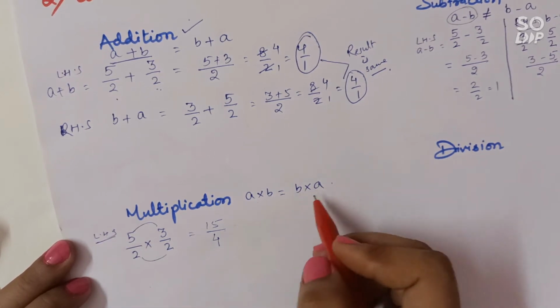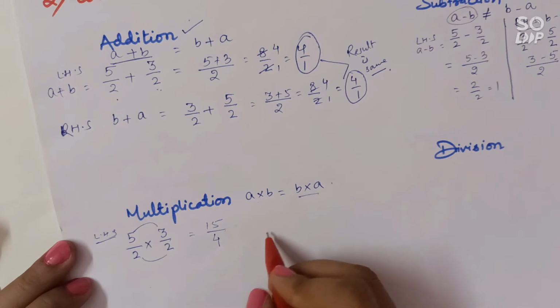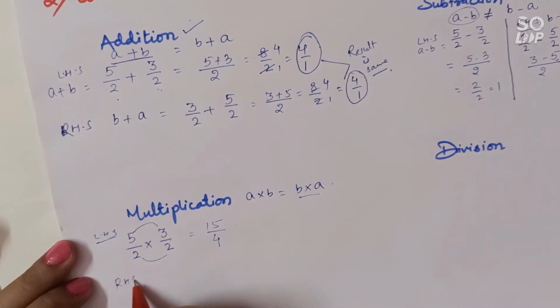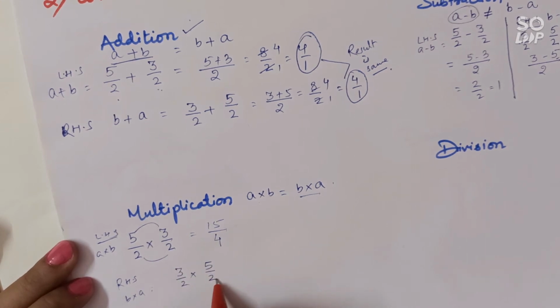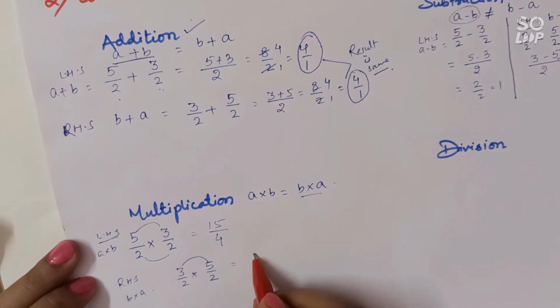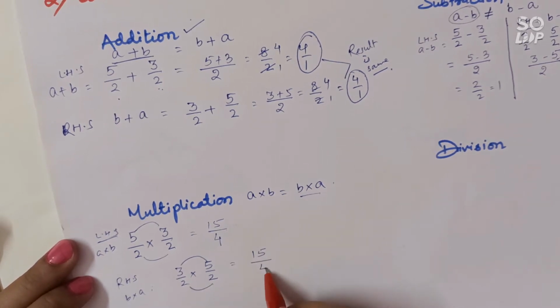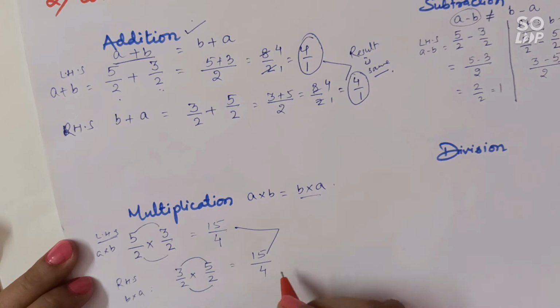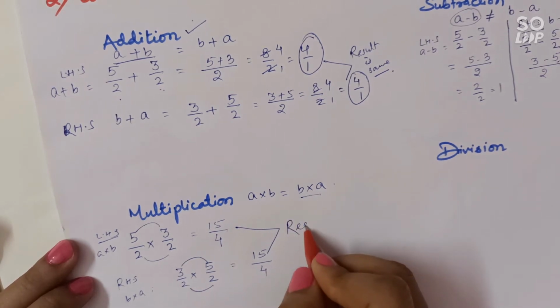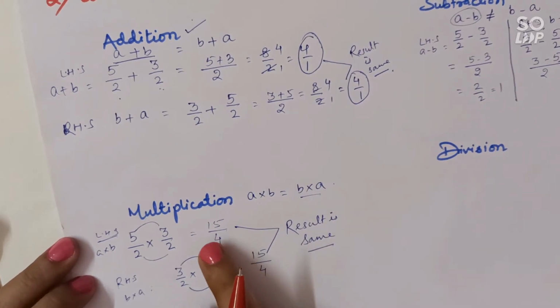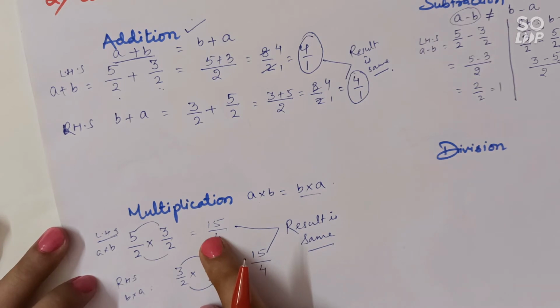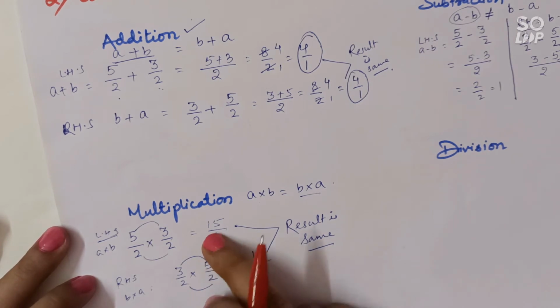Now let's check for B into A. That's RHS. This is for A into B. Let's check for B into A. So B into A is what? This is 3 by 2 multiplied by 5 by 2. 3 into 5 is 15 and 2 2s are 4. Is the result different? No, it's same. So result is same over here. So commutative property holds for multiplication of rational number also.